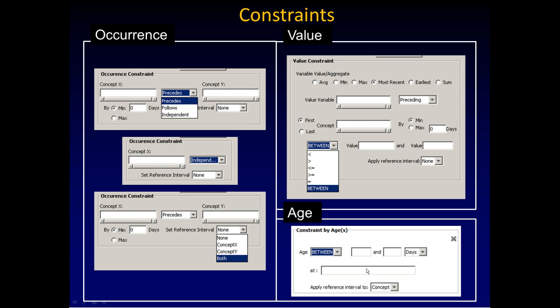And finally, it's pretty easy to pull over any fact in I2B2 and say that that fact had to occur within a certain age range or less than a certain number of days or years of age. And then that can also be applied to the reference interval.